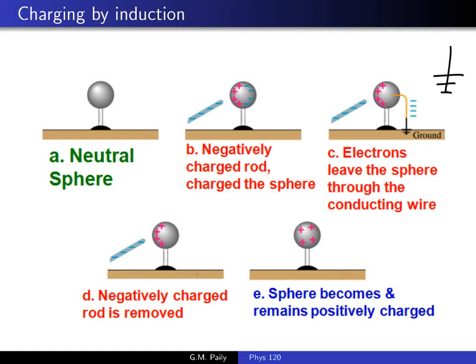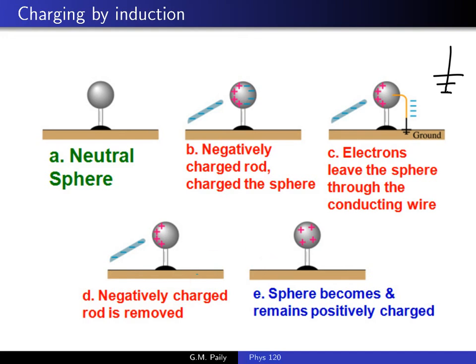When we connect an object to the ground, the ground acts as a reservoir of charge. In this case, since the negative charge wants to get as far away as possible from the negative rod, it escapes down the wire to the ground. So the electrons leave the sphere through the conducting wire and go to the ground. The positive charges are held in place by their attraction to the negative rod. We now remove the grounding wire. Again, there's no change for the positive charges, they're still being held in place.